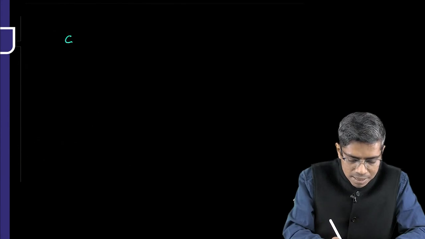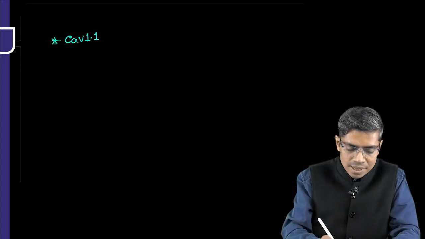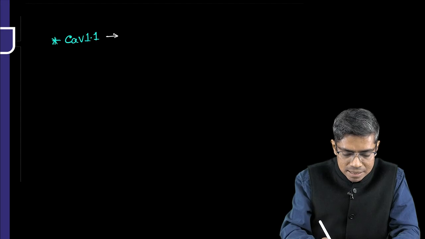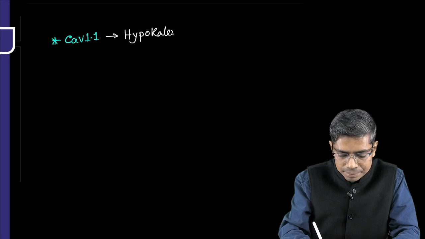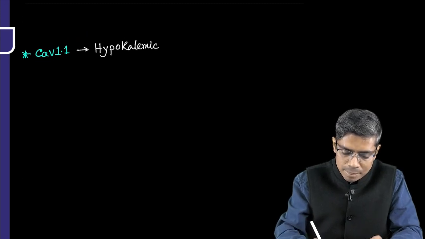Now further mutation, if there is mutation of this CaV1.1 type of channel. Okay, so this calcium channel CaV1.1 is mutated in a disease which is known as hypokalemic periodic paralysis.